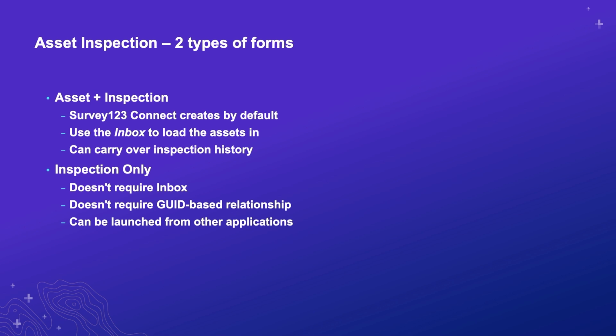Another option is to have a form that only edits the inspection information. Because this form doesn't have a repeat section for the inspection, it can be much more flexible, not requiring the inbox or a GUID-based relationship. It will need to have some way to specify which asset this inspection is for, whether via text entry, a drop-down question, or having the value passed in through another application. When opened via another application, it is possible to copy additional data from the opening application into the form.